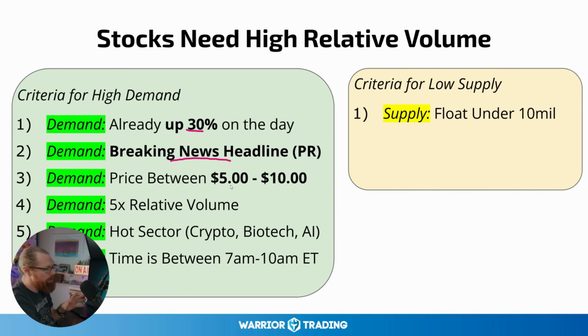The price ideally should be between 5 and 10 for the real sweet spot. With 5 times relative volume, it should be a hot sector. What is hot changes from time to time, whether it's crypto, biotech, or AI, whatever's the current hot theme. And the time of day when we see the heightened demand is between 7 a.m. and 10 a.m. This is an overlap between U.S. trading and European trading, when both U.S. and European traders are able to participate in the New York market open.